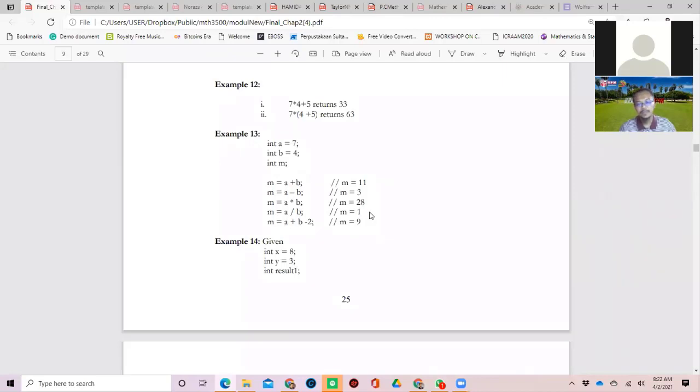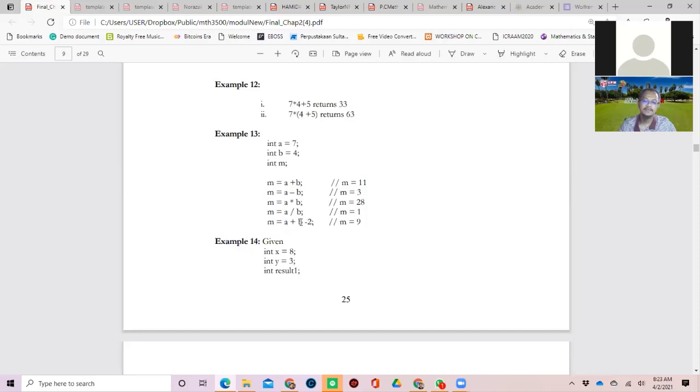Here, A plus B minus 2. A plus B is 11, and 11 minus 2 is 9. Now, if you have a plus and minus at the same level, we need to calculate from left to right. For example, B is 4, 4 minus 2 is 2, and then A, 7 plus 2 is 9.